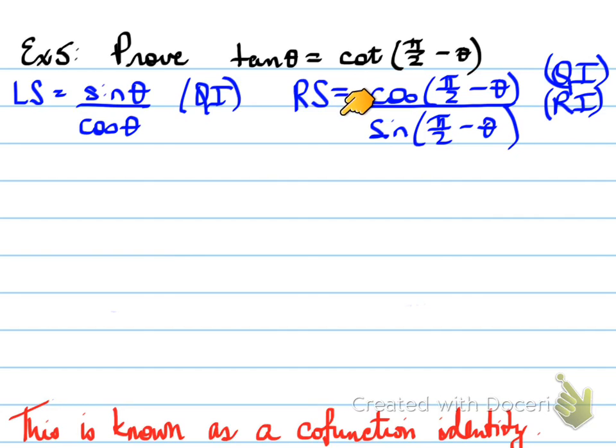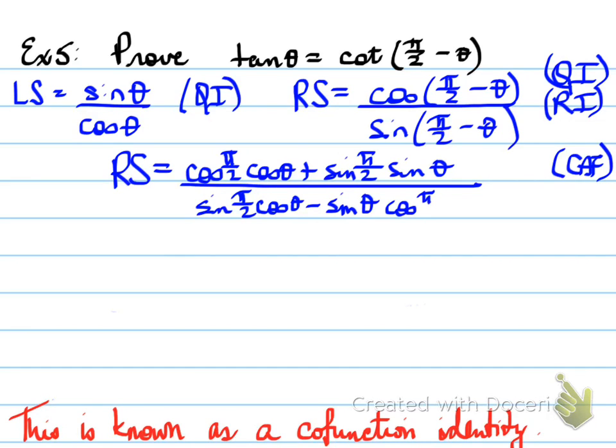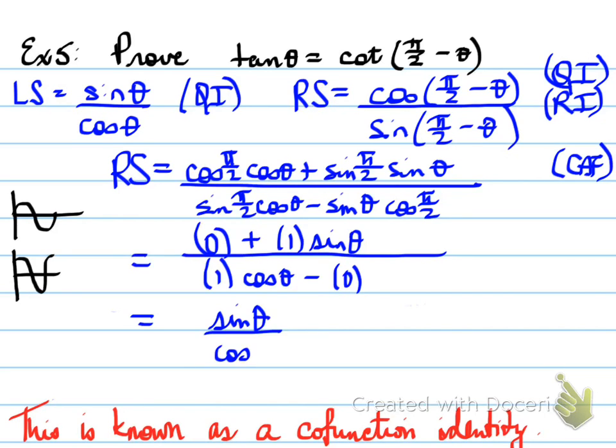Now, we're going to manipulate the right side. So the right side is equal to, using the CAF rule, cosine pi over 2 times cos theta plus sine pi over 2 times sine theta, all over sine pi over 2 cos theta minus sine theta cos pi over 2. So we need to find the values of cos pi over 2, sine pi over 2, and the same on the bottom. So we're using the graphs to figure that out, and we get 0 plus 1 times sine theta, and on the bottom you get 1 times cos theta minus 0. Well, that simplifies itself to be sine theta over cos theta.